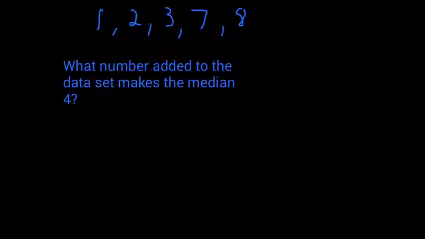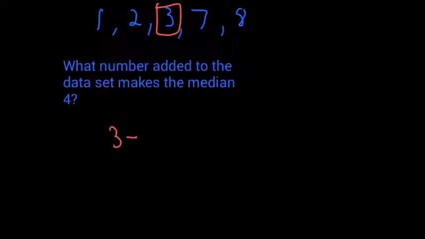Alright, so now I got a set of data, 1, 2, 3, 5, 7, and 8. So what number added to the data set makes the median 4? So first let's find what our median is. So the middle number there is 3. So I need to add another value, and it has to make my median 4. So that means I'm going to have a sixth number. So that means I'm going to have two numbers in the middle, and 3 being one of them.